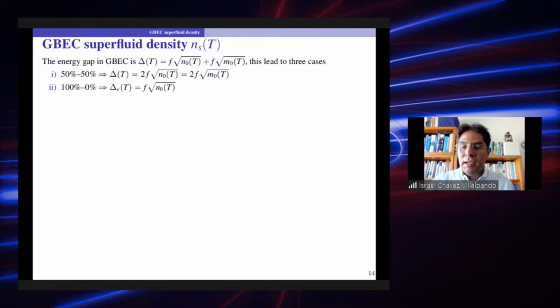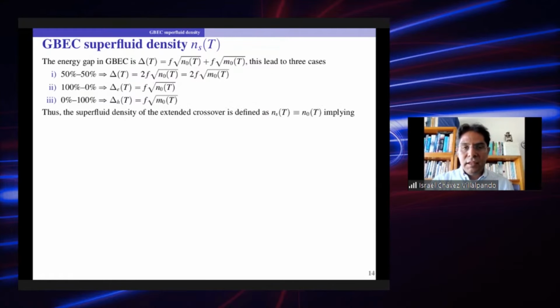This leads specifically to two cases. One case is the 50-50 proportions, meaning the same proportions for two hole Cooper pairs and two electron Cooper pairs. This is a very special case. There is another special case, the 100%, 0% case. This means that one takes only two electron Cooper pairs.